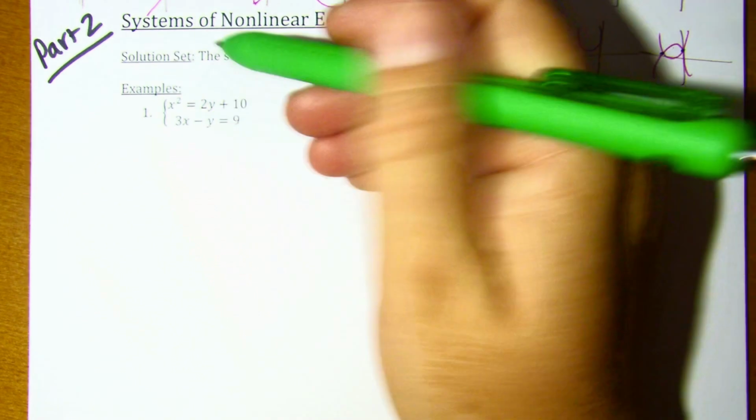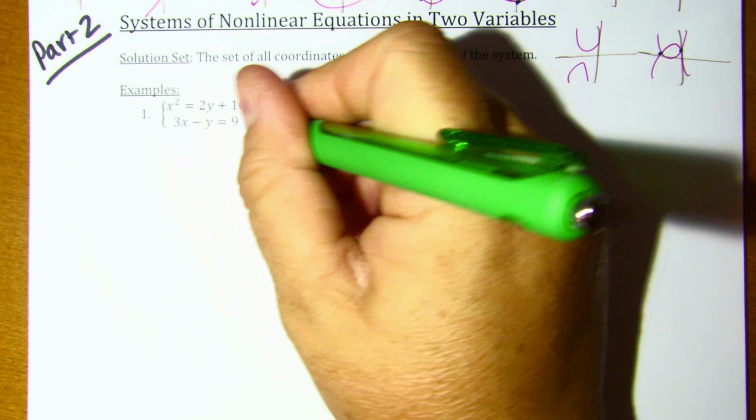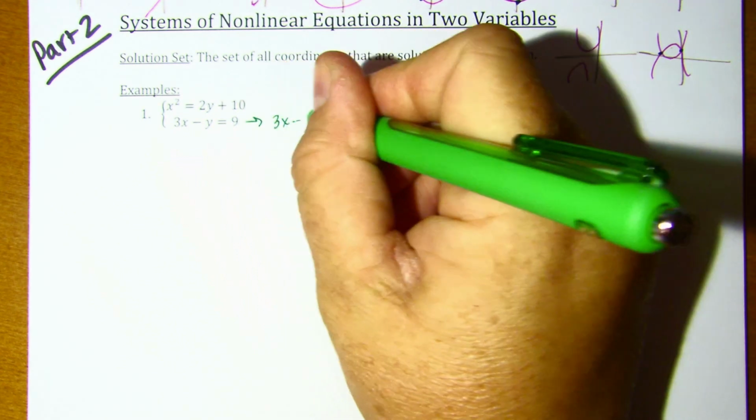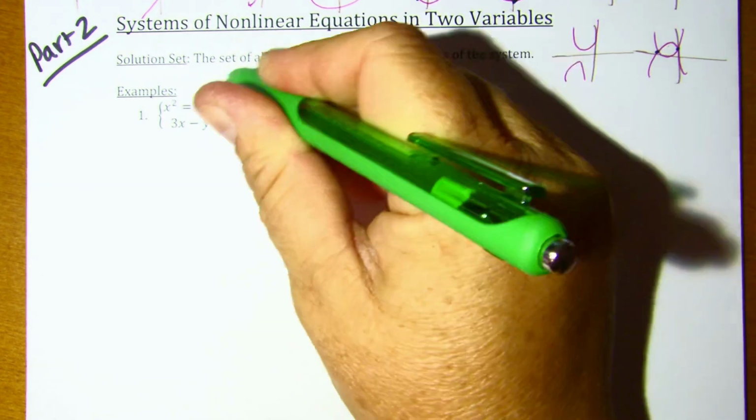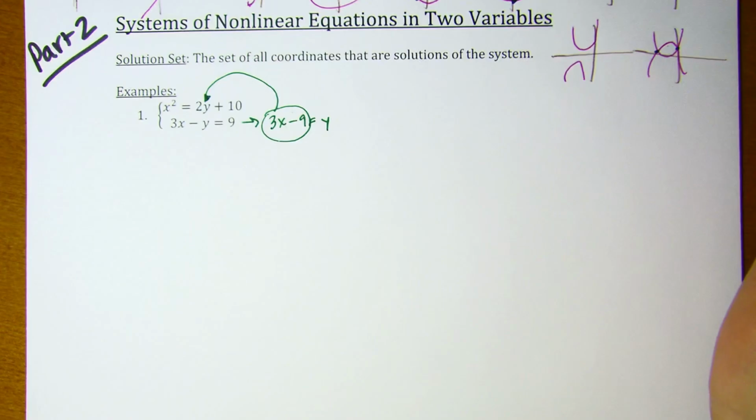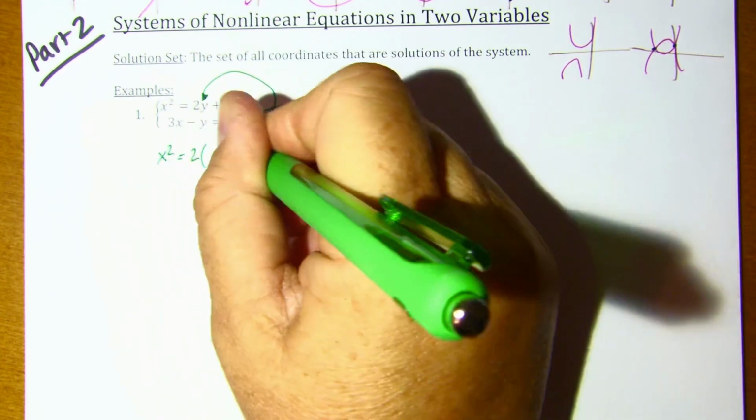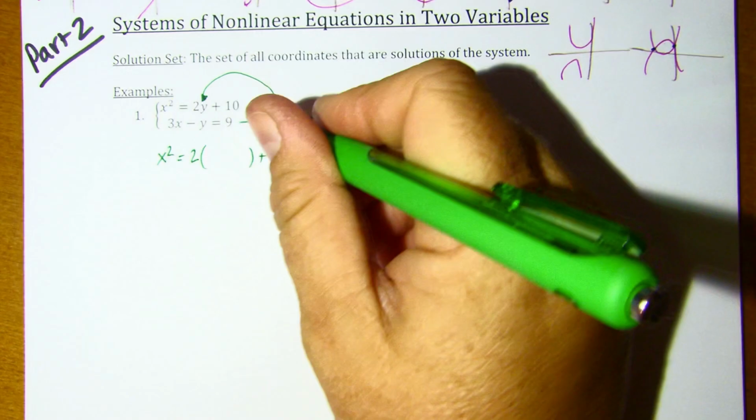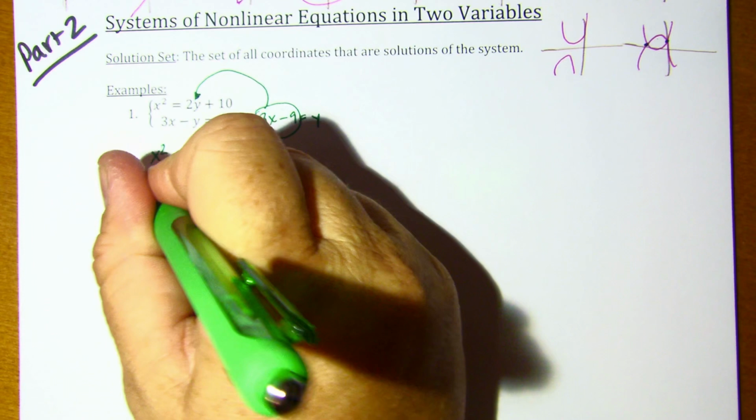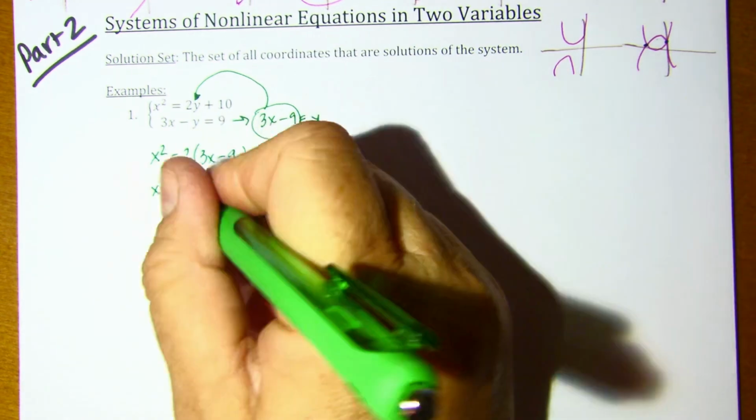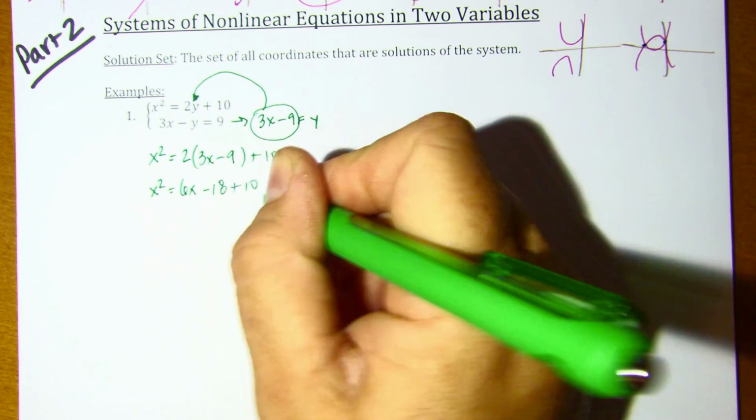Now, getting y by itself here, I could add y to the other side and subtract 9 over, and that would give me 3x minus 9 equals y. So substituting that in for y here, then I have x squared equals 2 times y plus 10. Y is equal to 3x minus 9. X squared equals, distributing that, 6x minus 18 plus 10.